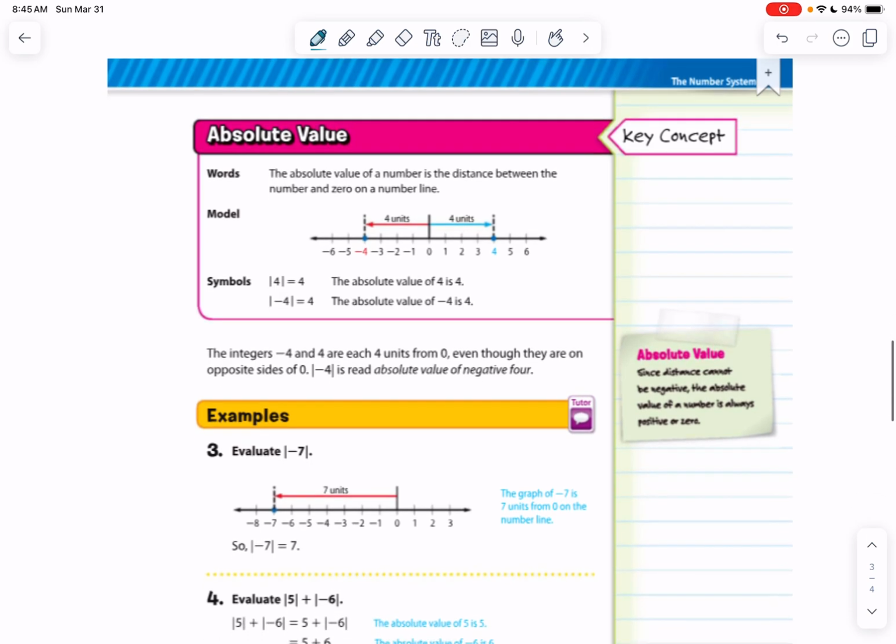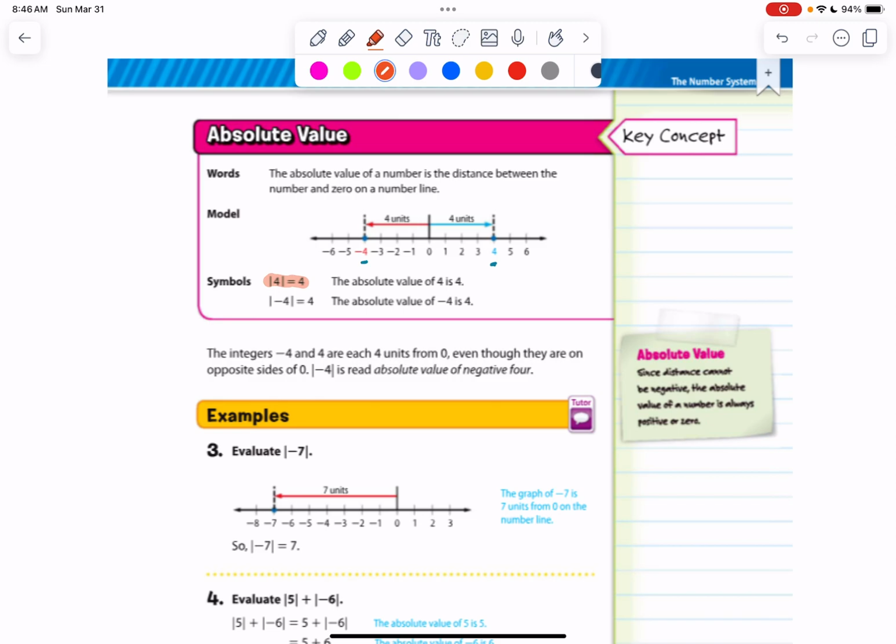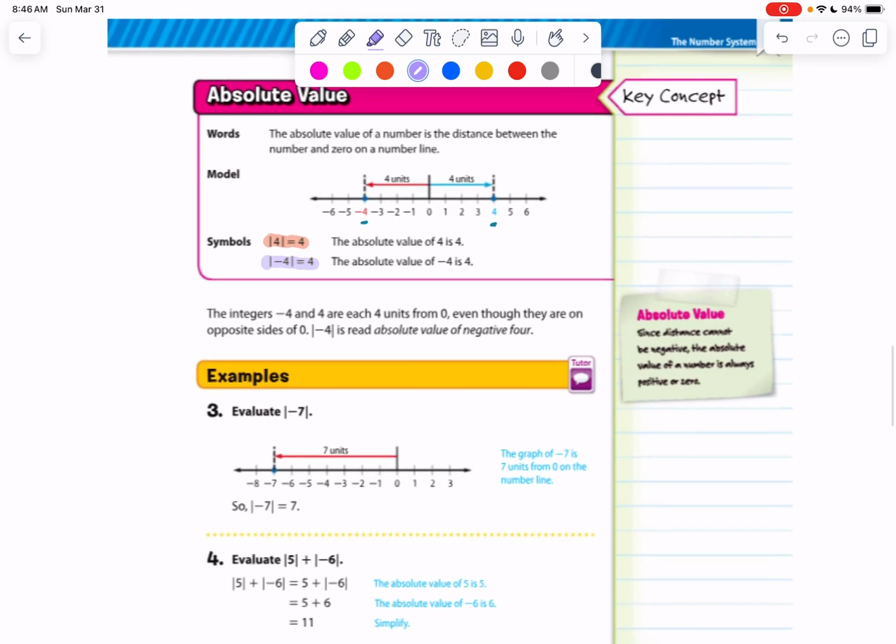Let's take a look at absolute value again. Remember that absolute value is how far from 0, irrespective of the direction, okay? So -4 and 4 are both 4 spaces away from 0. So the absolute value of 4 is 4. And the absolute value of -4 is also 4 because they are both 4 units from 0. All right? The integers -4 and 4, remember an integer is all the positive and negative whole numbers, are each 4 units from 0, even though they are on opposite sides of 0.